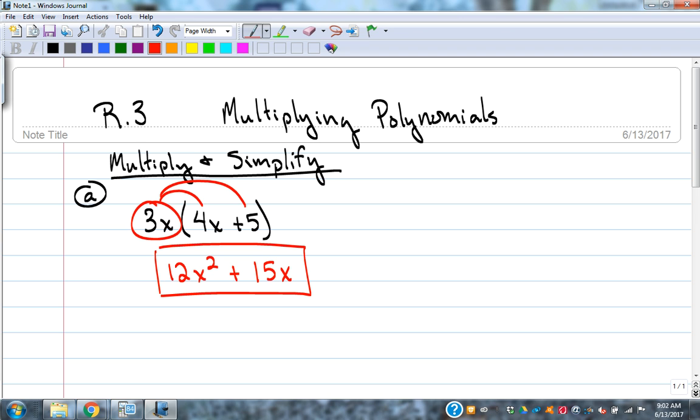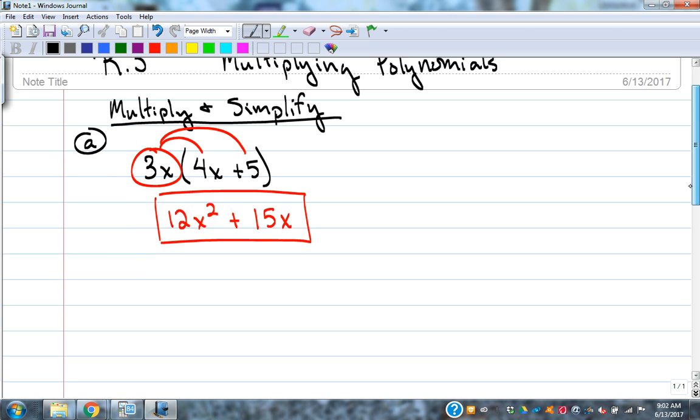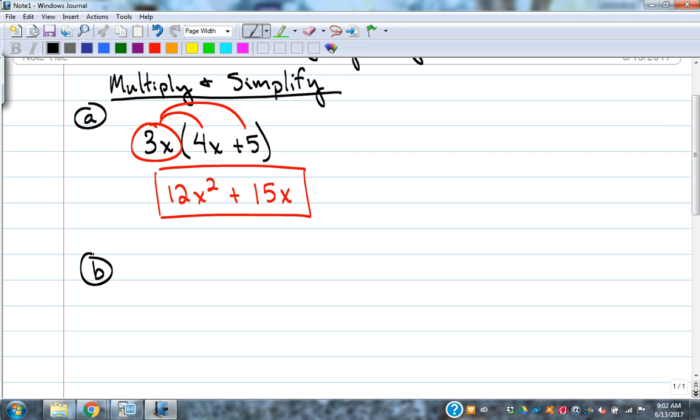Those are not like terms because one is an x squared and one is a plain x. So they're not like terms, so you can't put them together and make 27x to the third. That doesn't happen. So don't jump on that bus and do it the wrong way.